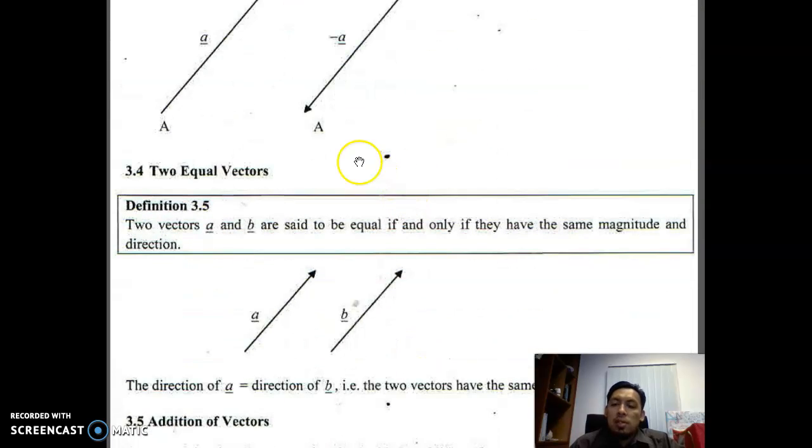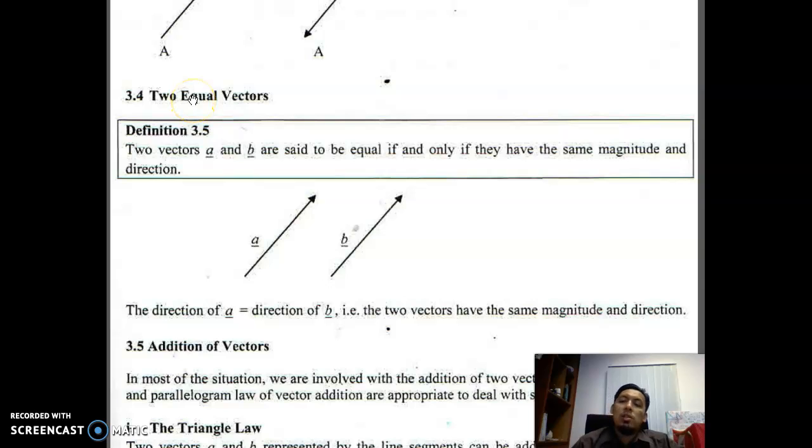So next let's look at 3.4. What does it mean when we say these two vectors are equal? In vectors we know that the two important attributes are that they have magnitude and direction. So in defining that two vectors are equal, we also need to look at these two attributes, which are magnitude and direction. If both vectors have the same length or magnitude and the same direction, it means that they are equal.